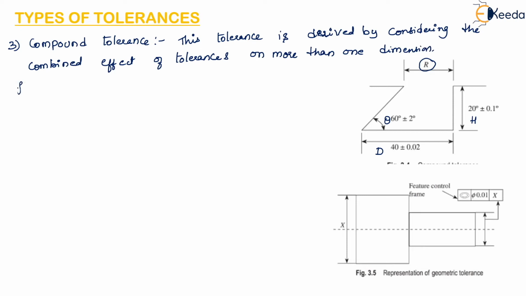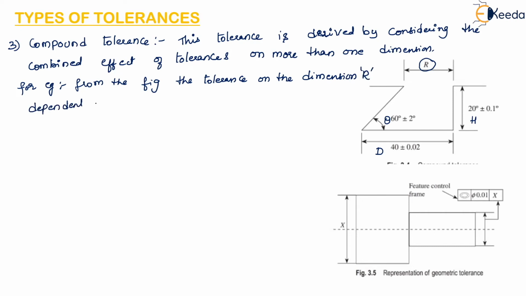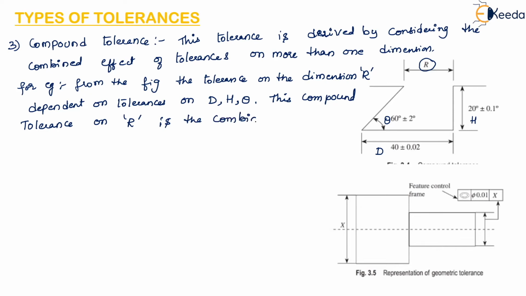For example, from the figure, the tolerance on the dimension R is dependent on tolerances on D, H, theta. So this compound tolerance on R is the combined effect of all the three tolerances. So this is called the compound tolerance.